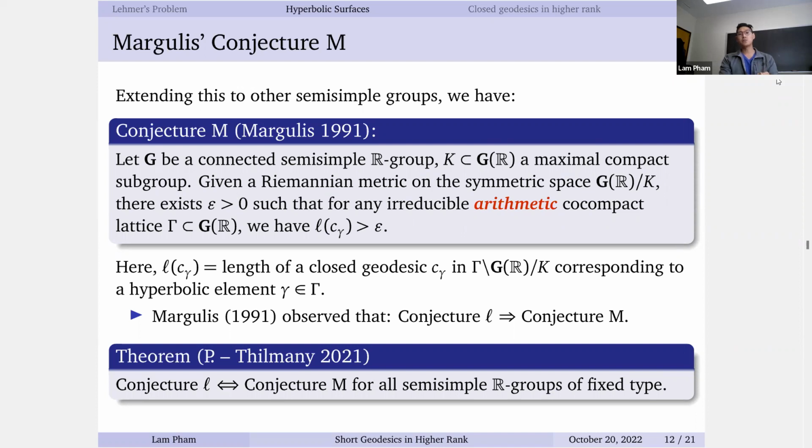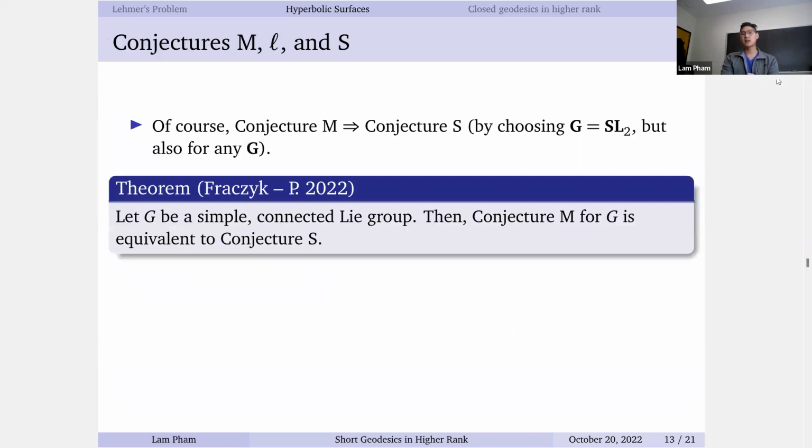So if you were to be able to show it for just SLN, then actually if you prove it for SL3 or SL4, it doesn't matter because it's exactly the same. That's what this result says: that the case of SL2 implies the short geodesic conjecture for all the SLN.